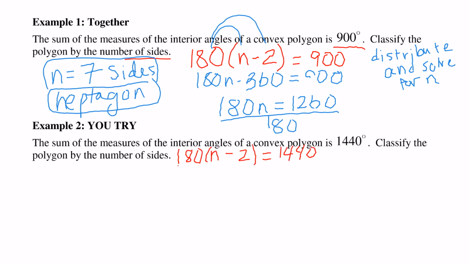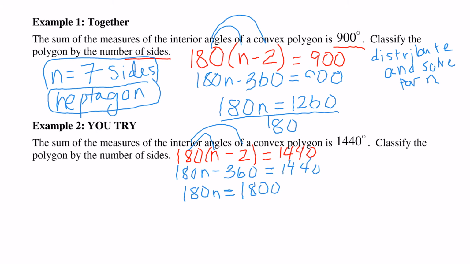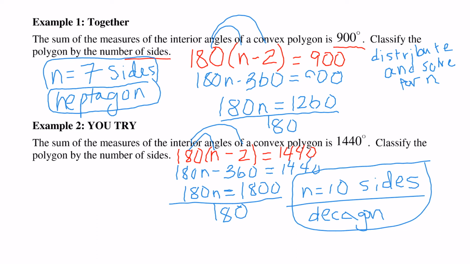So this is what your equation should look like. Once you distribute and you are solving for the n, you should end up with your 180n minus 360 again. Once you add the 360 degrees to the other side, we get 1800. We divide everything by this 180 and we end up with n equals 10, so we have 10 sides, which means that we have a decagon.